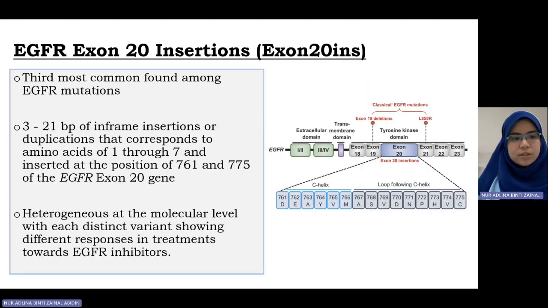EGFR exon 20 insertions are actually the third most common mutation found in the EGFR gene. It can be described as in-frame insertions or duplications that are found at the position of 761 and 775 of the EGFR exon 20 gene. It is mostly heterogeneous at the molecular level, with each distinct variant showing different responses in treatment toward EGFR inhibitors, as stated by most studies.